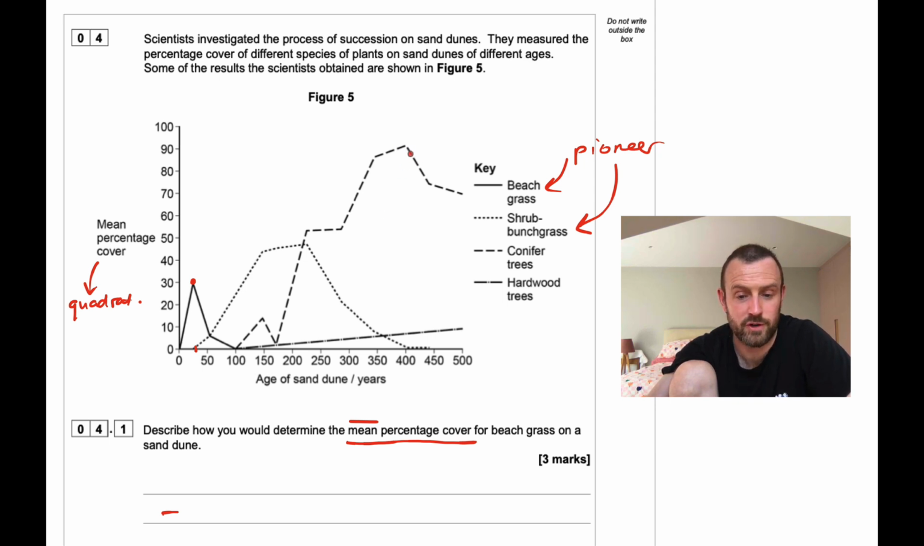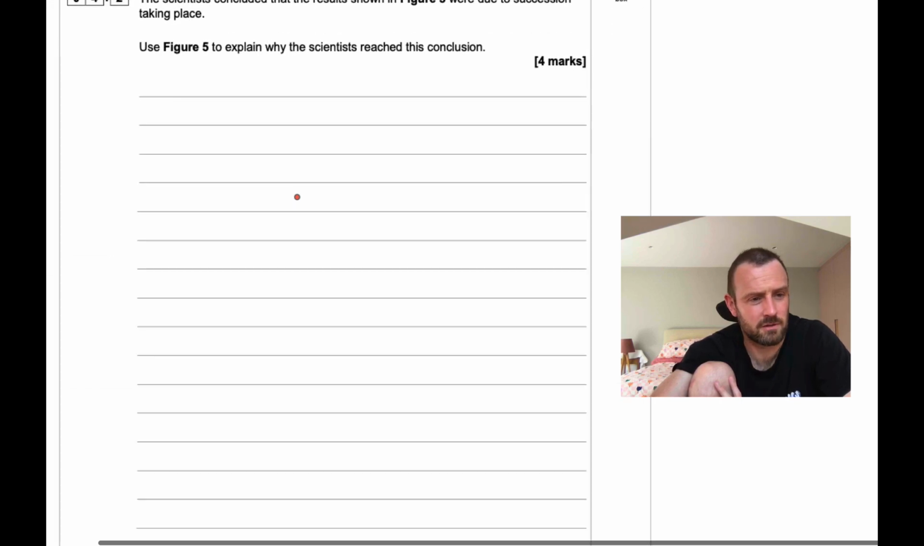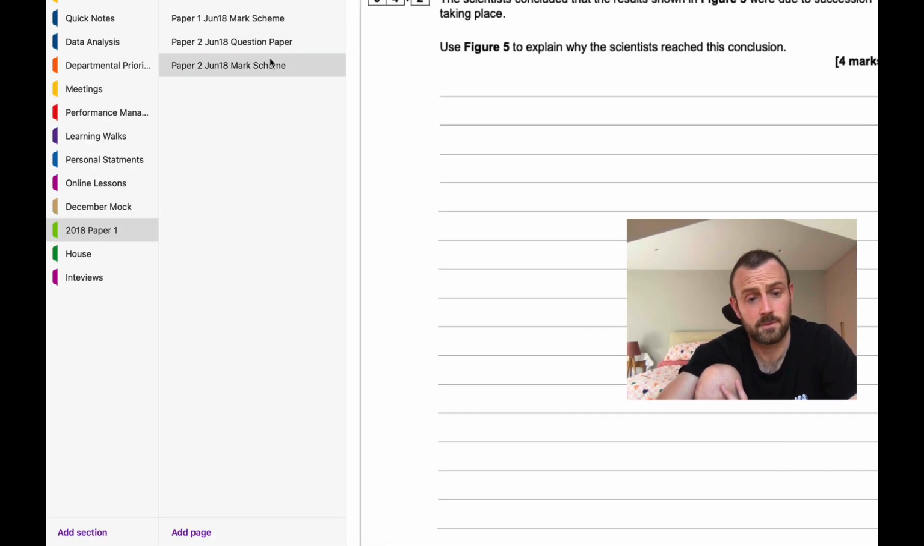up until about 400 years. Then you could say after 400 years, the conifer species percentage cover begins to decrease as hardwood trees outcompete the conifers. Maybe you could then say ultimately, after a few thousand years, you might expect the hardwood trees to be the climax community. That is the final stage of succession. That's quite a lot to write, but it is worth 4 marks. So you write stuff, try and get all marks.